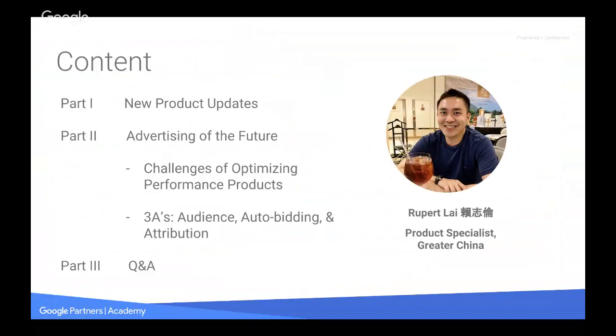So in this section, we're going to focus on some of the common challenges that we have seen across our advertisers, especially regarding optimizing performance. And we're also going to introduce exciting features that we have. We call it 3As. So these 3As are basically the summation of audience, auto-bidding, and attribution. So we're going to tell you how to use our audience, auto-bidding, attribution features to overcome those challenges.